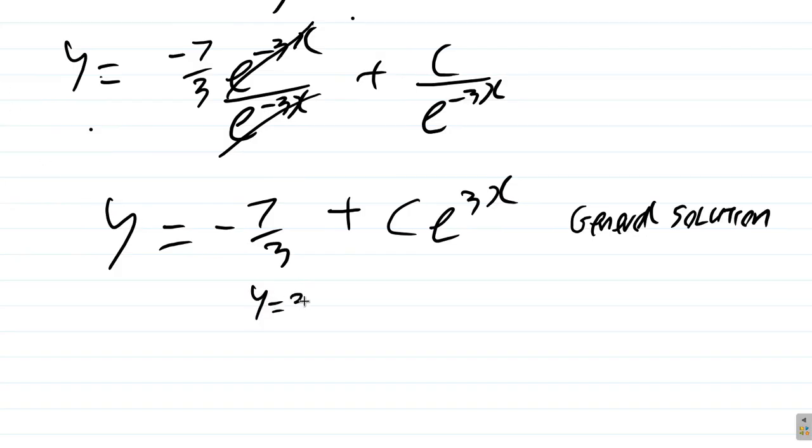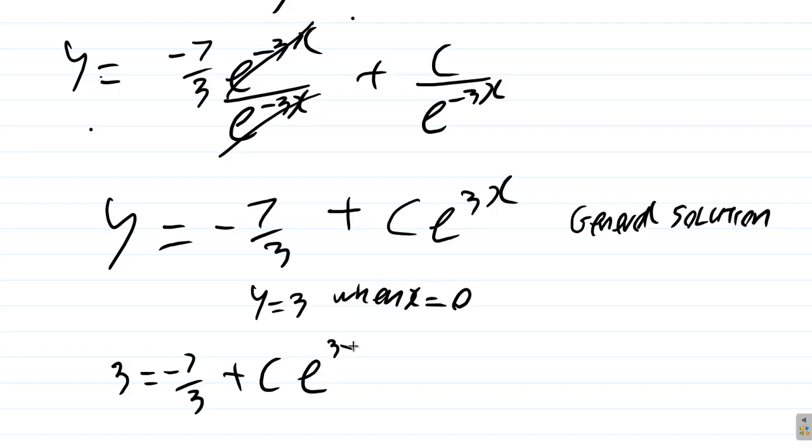So y is 3 when x is 0. x is the independent variable here. y depends on x. So it's after x becomes 0. After x is 0, what happened to y? So y is 3 when x is 0. Alright. So y is 3. 3 is equal to negative 7 over 3 plus c e to the 3 times 0.